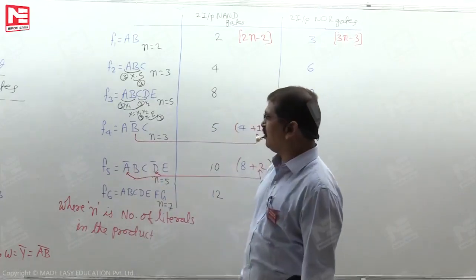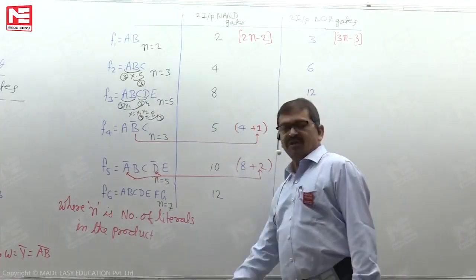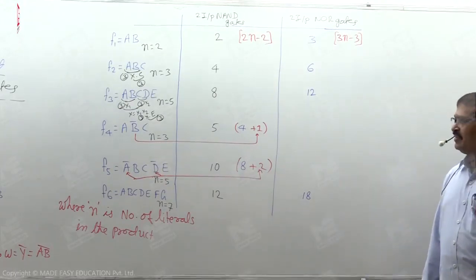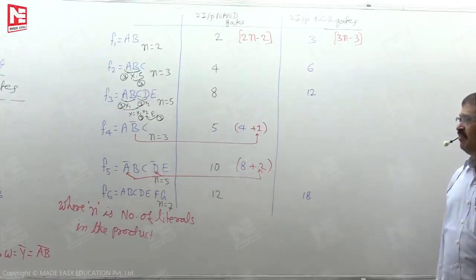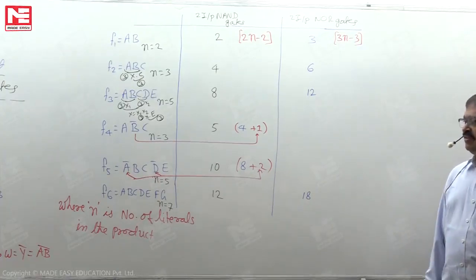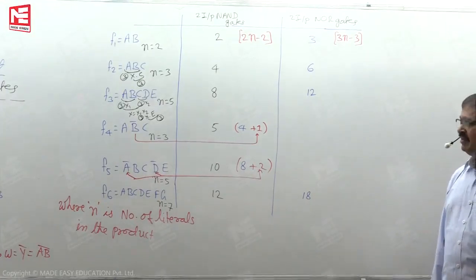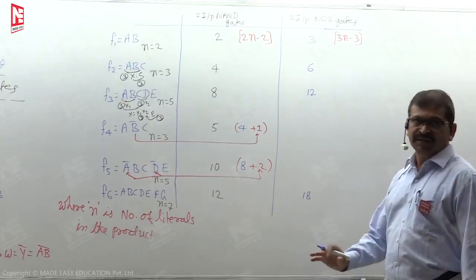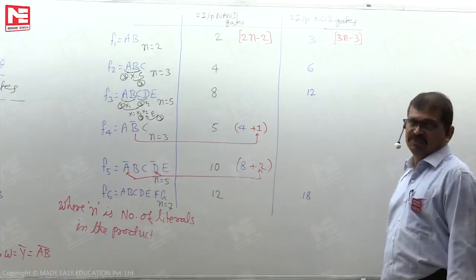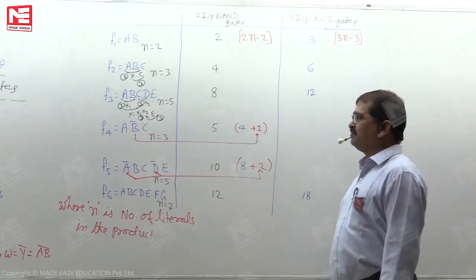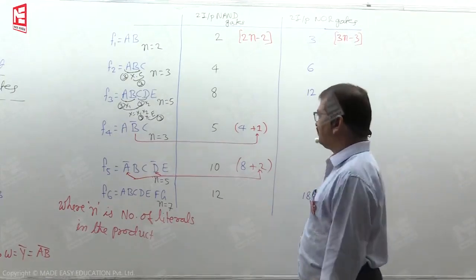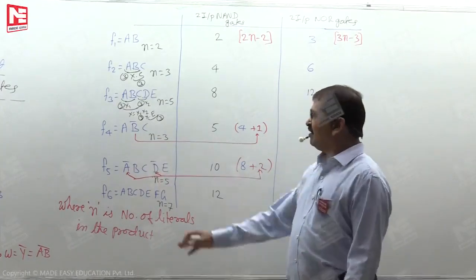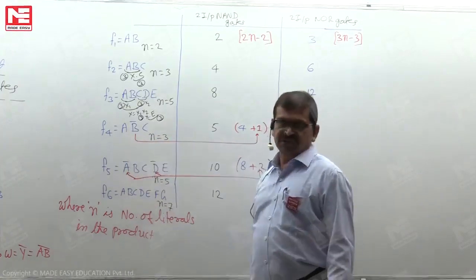In F4 and F5, one or a few of the variables are with complements. In the other cases we have looked at till now, F1, F2, F3 and F6, the variables are without complement, but in the other two examples on the board, F4 and F5, a few literals are with complements. So in this case, what must be the answer for F4?